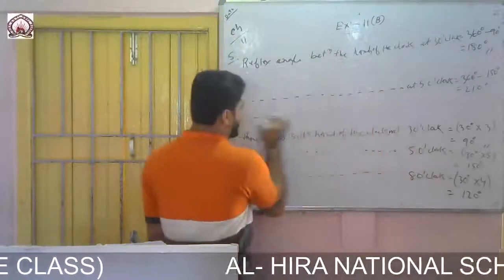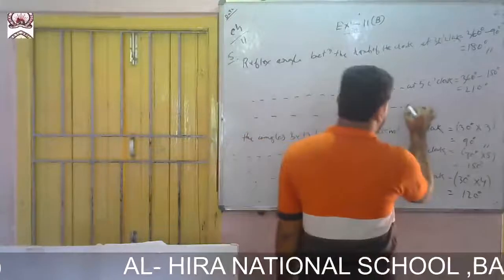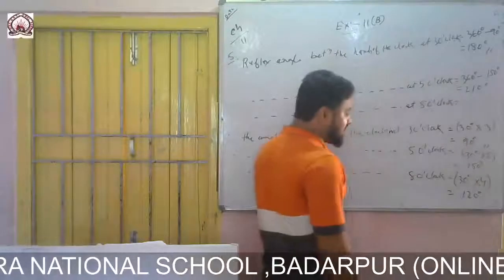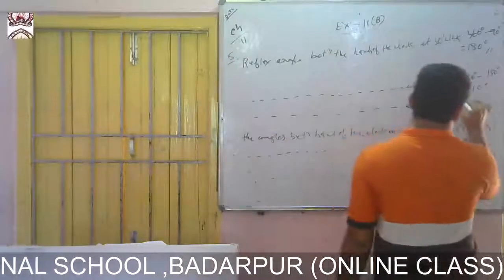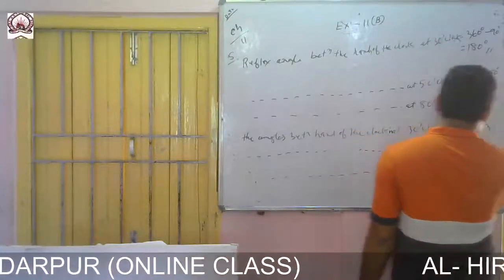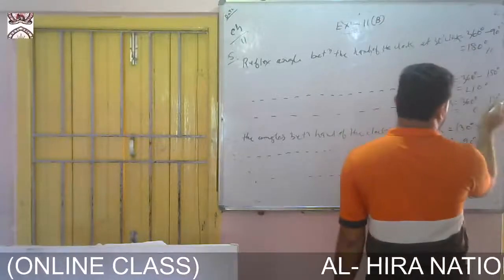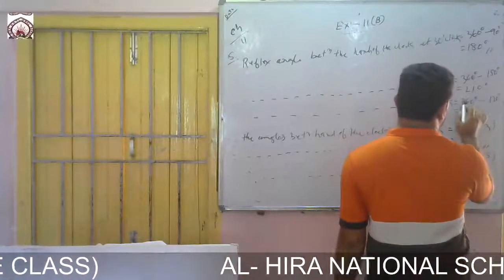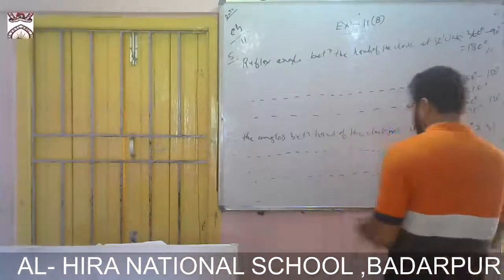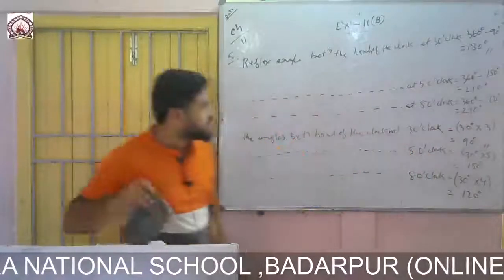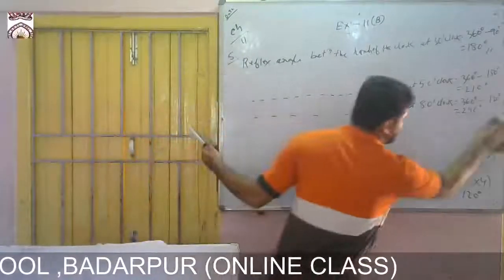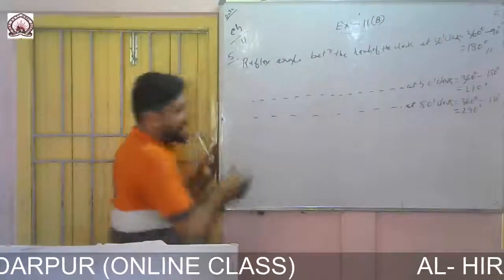Now for 8 o'clock. At 8 o'clock it will be 360 degrees minus 120 degrees, which gives 240 degrees. It is 240 degrees, and that is the required answer.